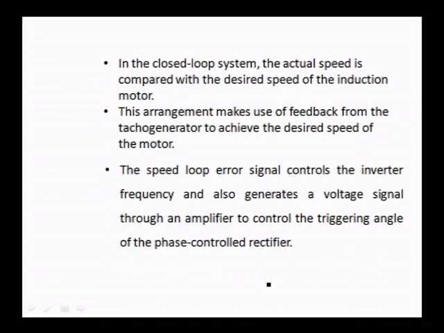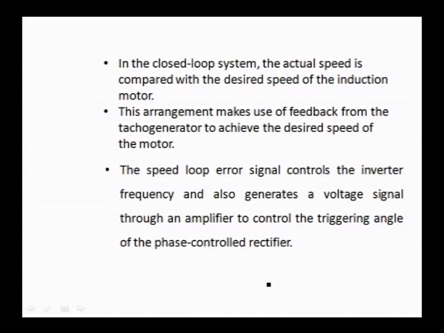In a closed loop system, the actual speed is compared with the desired speed of the induction motor. This arrangement makes use of the feedback from the tacho generator, as I already told you, to achieve the desired speed of the motor. The speed error signal here controls the inverter frequency and also generates a voltage signal through an amplifier to control the triggering angle of the phase control rectifier. The error actually controls the inverter frequency and also the triggering signal to the phase control rectifier.